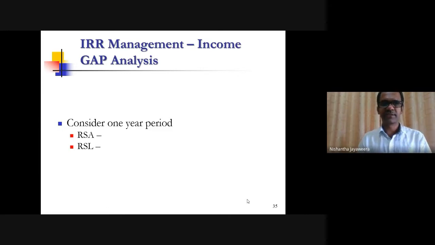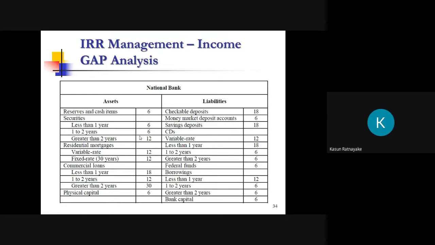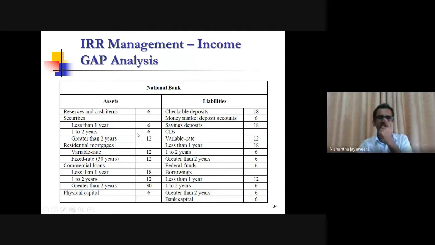So what are the rate sensitive assets and what are the rate sensitive liabilities that you have to consider in this scenario? Just think about it. What are the rate sensitive assets? Securities that are less than 1 year, because they are maturing within a 1 year period, so they are rate sensitive. If you roll over, that means reinvest, you have to invest at the new rate.